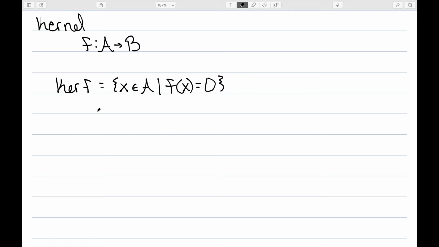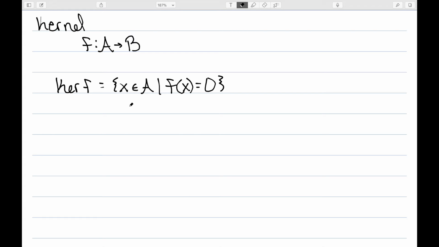Before we do a few more examples, let's talk about a couple more properties of these homomorphisms, starting with the kernel. We're going to let f be a homomorphism from A to B. The kernel of my homomorphism f is the set of all x in my set A such that f of x is equal to 0. So it's the set of all elements of A which are carried onto the 0 element of B.